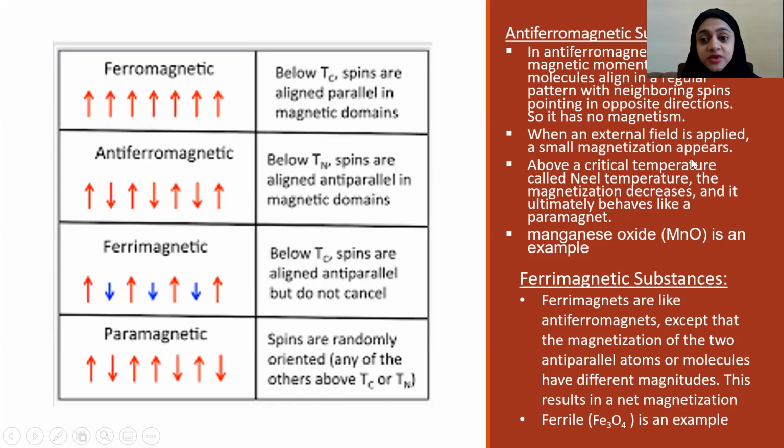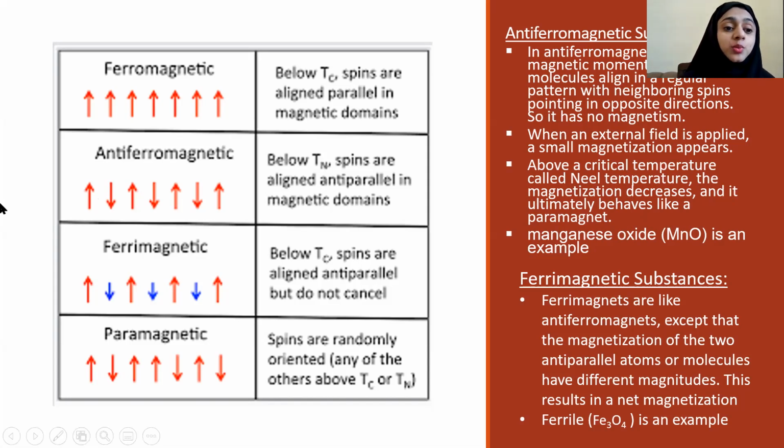When an external field is applied, a small magnetization appears, and above a critical temperature called Néel temperature, the magnetization decreases and it ultimately behaves like a paramagnet. So below Tn, the neighboring spins are aligned in opposite directions. When there is no external magnetic field, the dipoles are arranged in opposite directions in an antiferromagnet. So the net magnetic field is zero.